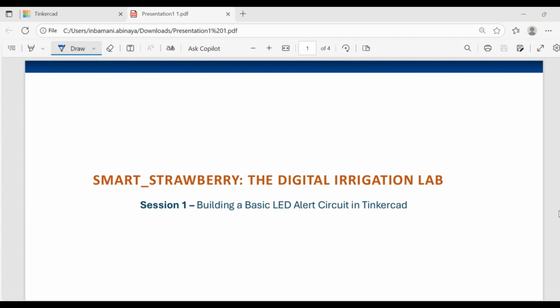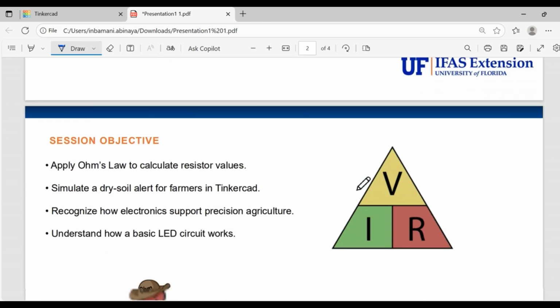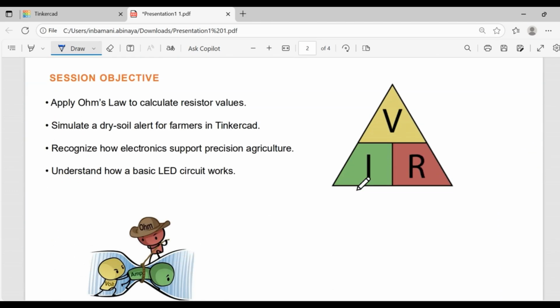Today, we begin our very first session, Smart Strawberry, the Digital Irrigation Lab, where we will build a basic LED circuit in Tinkercad, the foundation for our smart irrigation system. By the end of the session, you will know how to design a simple LED alert system, calculate the safe resistor values, and understand how this concept connects to water management in agriculture.